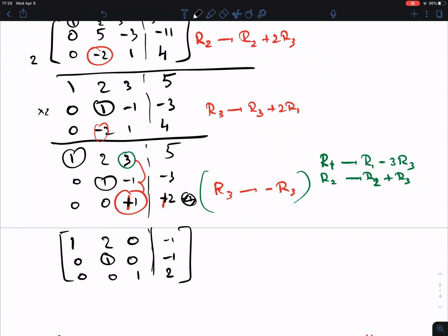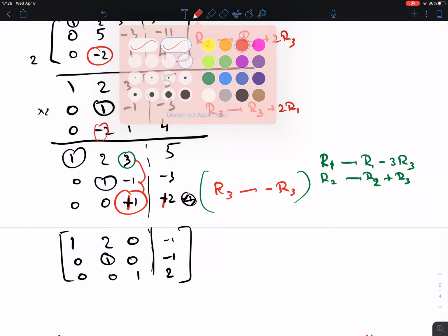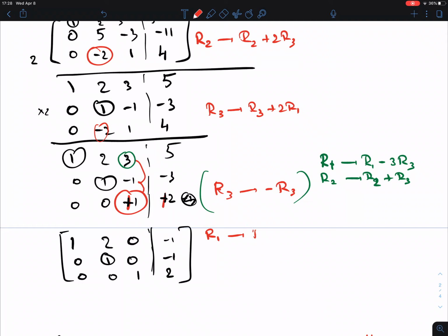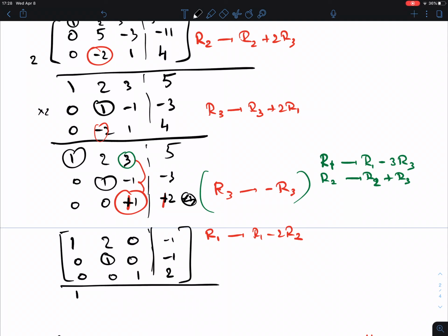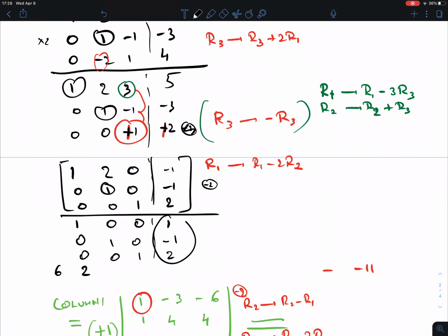The only thing that remains is to make a 0 on top of this guy, so the row operation here is now obvious: row 1 minus 2 times row 2. If I do that, I get 1, 0, 0, so we're multiplying with negative 2, so it's negative 2 times negative 1, that's 2, minus 1, that's 1, 0, 1, 0, negative 1, 0, 0, 1, 2. And so these now are the coordinates.